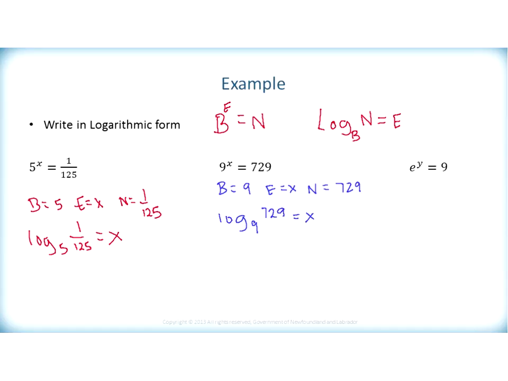Here we have the natural log. Base is e. And so we can write this one. If the base is e, we can write this one as y is e. So we have ln 9 equals y.